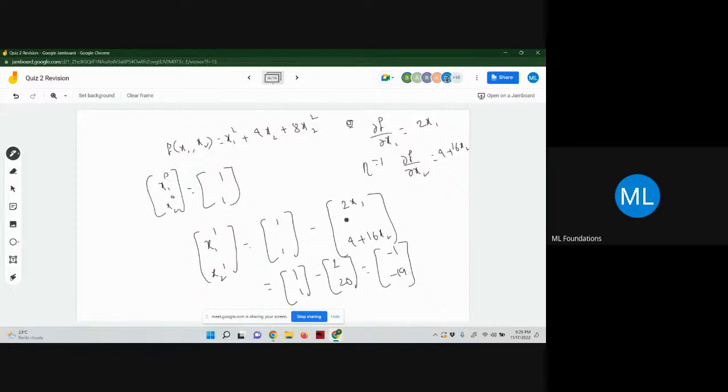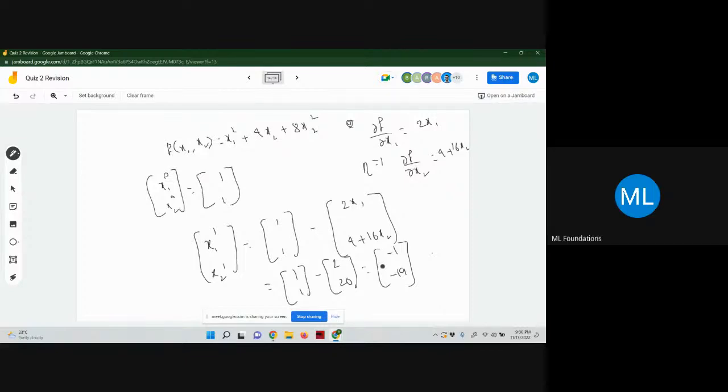Alright? Clear? Sir, how to interpret this? Does it mean that from 1, 1, now we have moved to minus 1, minus 19? Yeah. Okay, so this is a new point now, right? Correct. This minus 1, minus 19 is a new point. We are inching towards our local minima, right? Yeah, we are moving towards local minima. We will always move towards local minima.